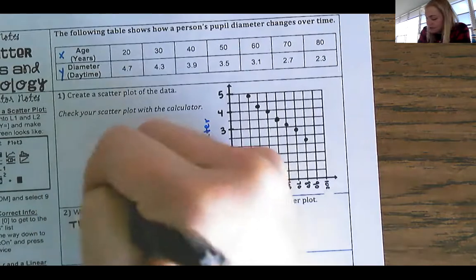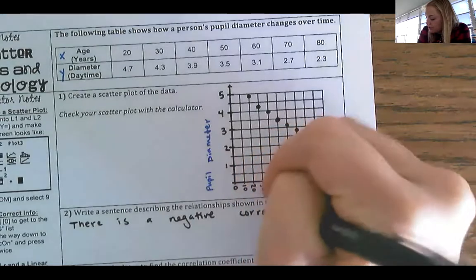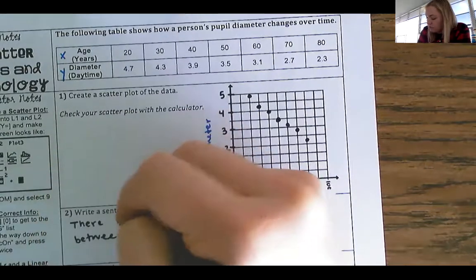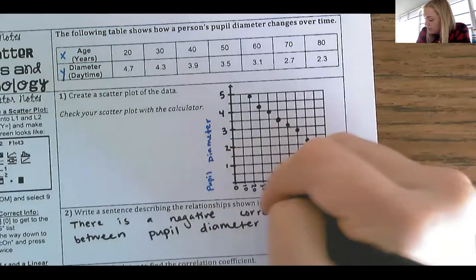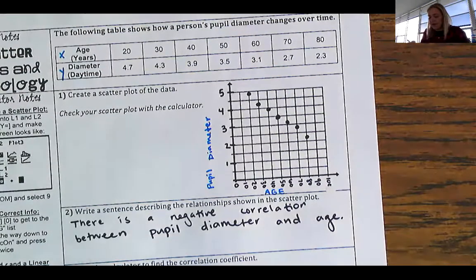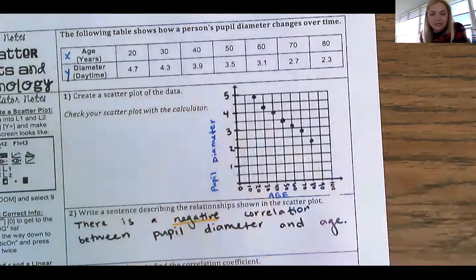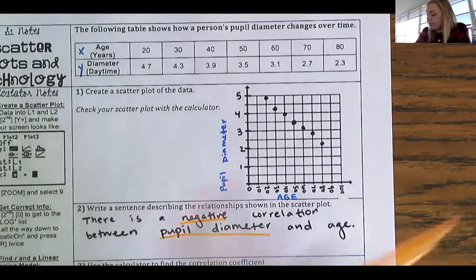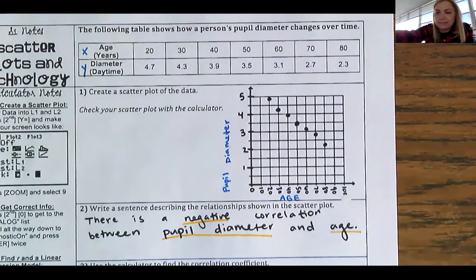There is a negative correlation between pupil diameter and age. Now remember, we had negative correlation there, and the negative correlation is because this is a downhill slanting graph. And then we said between pupil diameter, because that was the y-axis, and age, the x-axis. You always do y per x.